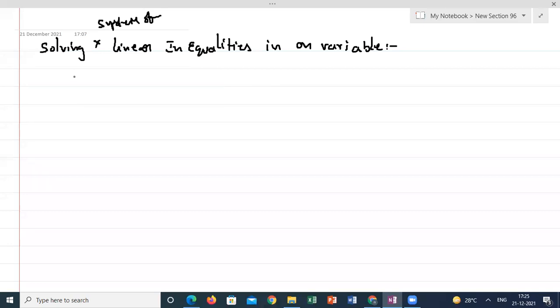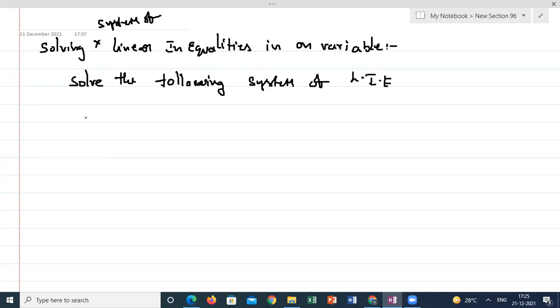Suppose the question is like this. I already told you that solving for x means finding the set of values which satisfies the given condition. But when they are giving two equations, what is the meaning? Anyone? Following system of linear inequalities. The question is 3x minus 1 greater than or equal to 5, 2x minus 3 greater than 7.